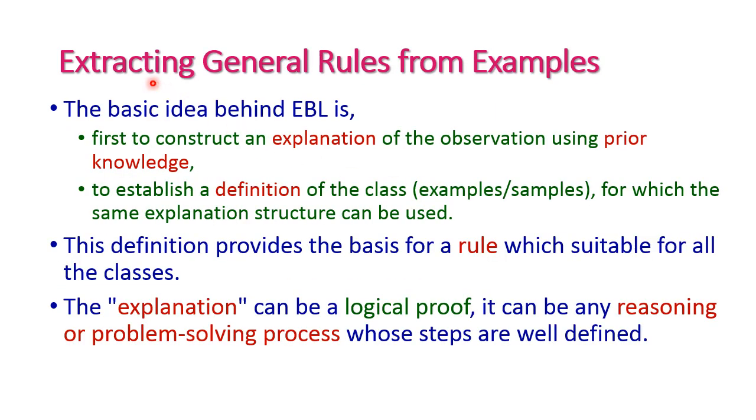The first one is extracting general rules from samples or examples. Here we should construct the explanation of the observation. Observations are nothing but the examples or samples. We observe those samples and construct the explanation by using prior knowledge. Prior knowledge means a set of rules already stored in the knowledge base. By using those rules we observe the samples and construct the explanation, which is otherwise called the definition of particular classes. Here classes are the examples or samples for which the same explanation structure can be used.